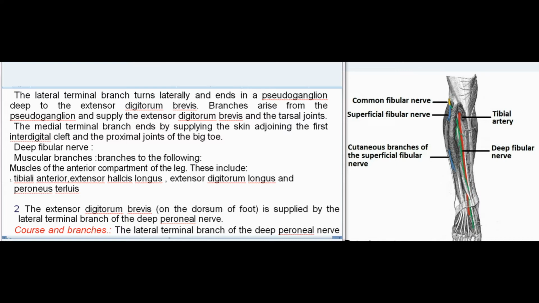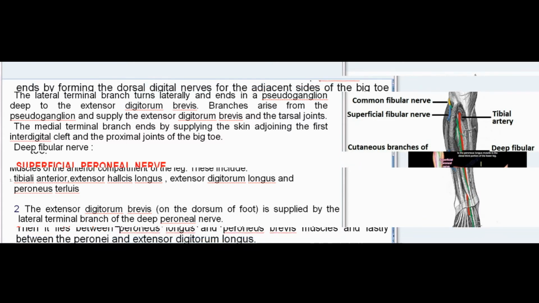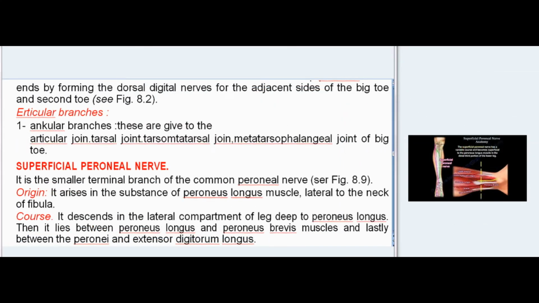Course and branches: the lateral terminal branch of the deep peroneal nerve ends by forming the dorsal digital nerves for the adjacent sides of the big toe and second toe, see Fig 8.2. Articular branches. These are given to the articular joints: the tarsal joint, tarsometatarsal joint, and metatarsophalangeal joint of the big toe.